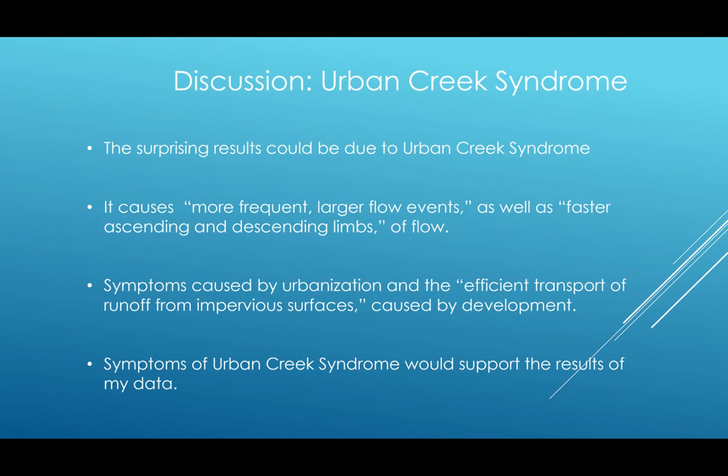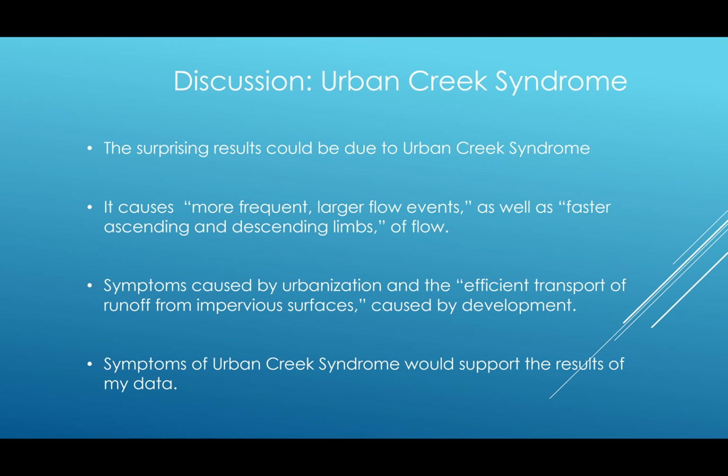So in describing this, I found urban creek syndrome could have had a lot of the explanation of why this happened. I took some data from this other report I found, which was called the urban stream syndrome, or the urban creek syndrome, where they were talking about how a lot of times the symptoms can cause much more frequent larger flow events and faster ascending and descending limbs of flow, which could explain why that flow score was taken off so weirdly, because if there was a rain event, it could easily be way higher immediately, and then it could go way down.